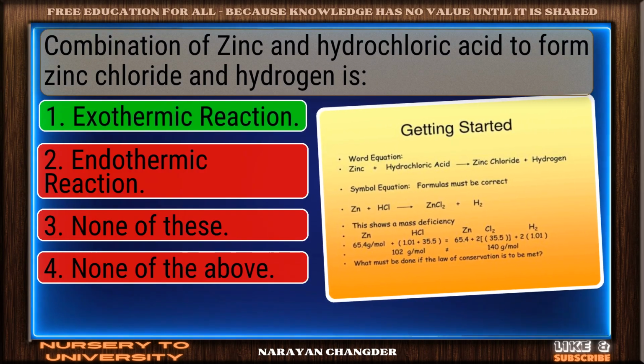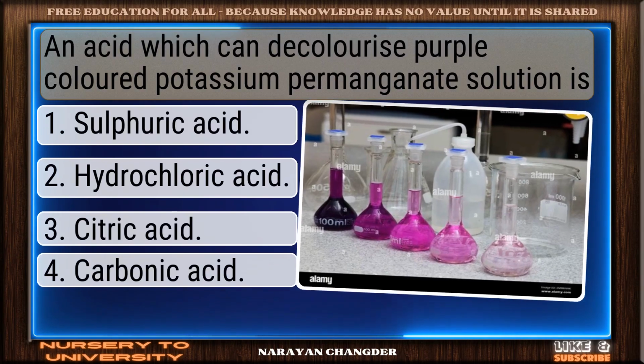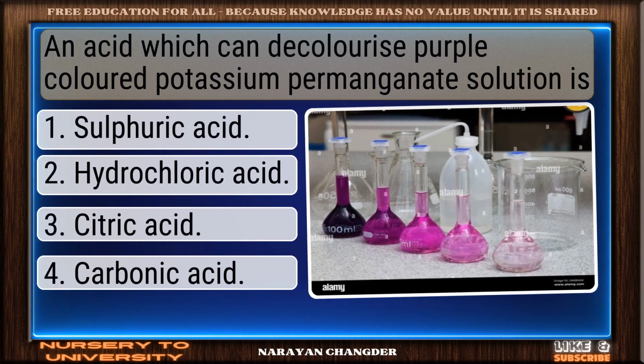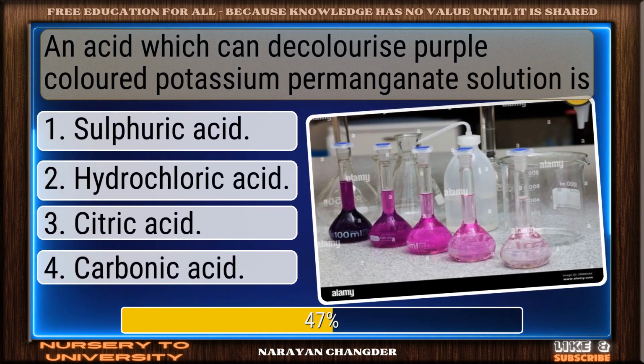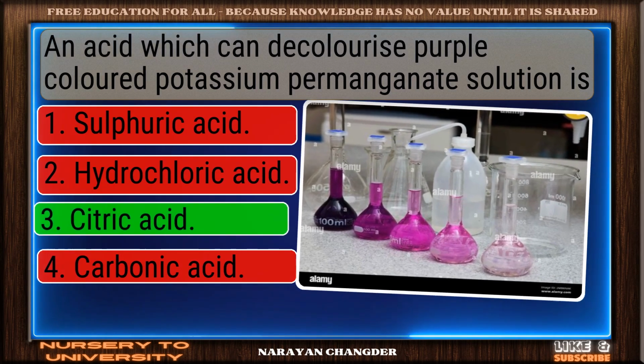Combination of zinc and hydrochloric acid to form zinc chloride and hydrogen is. Correct. Exothermic reaction is spot on. An acid which can decolorize purple colored potassium permanganate solution is. Exactly. Citric acid makes sense.